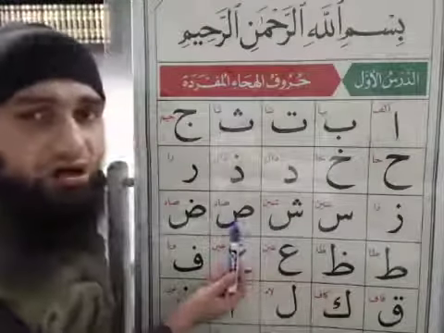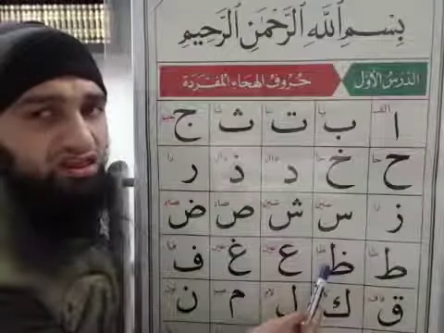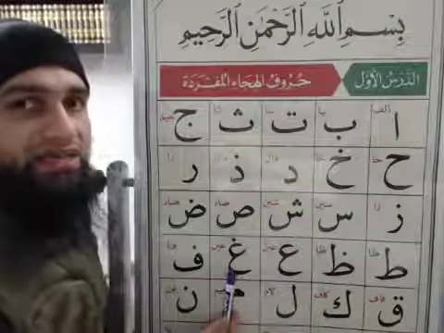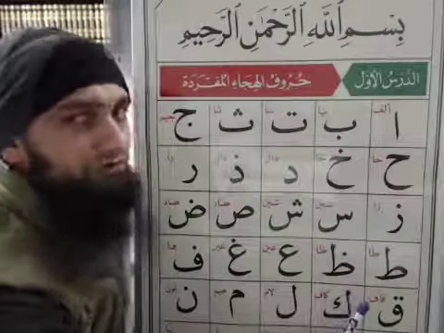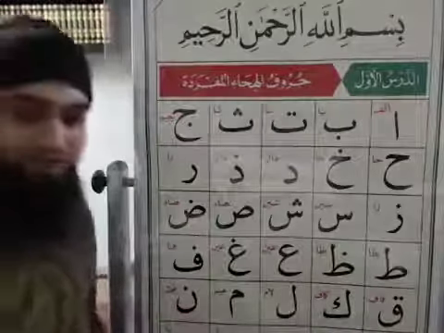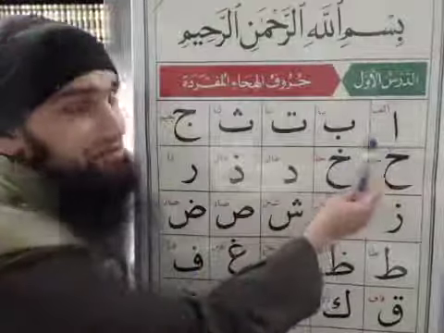Okay. Sad, Dad, Ta, Dha. Ayn, Ghain, Fa. Qaf. Kaf. So master these lessons inshallah before next time. Let's repeat one more time the whole thing. Alif. Ba.